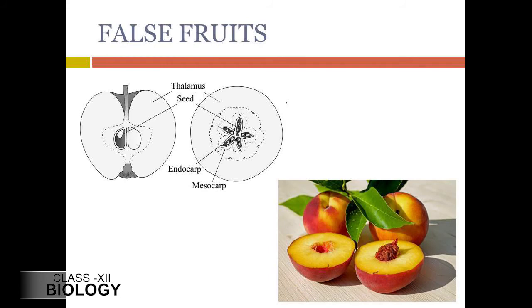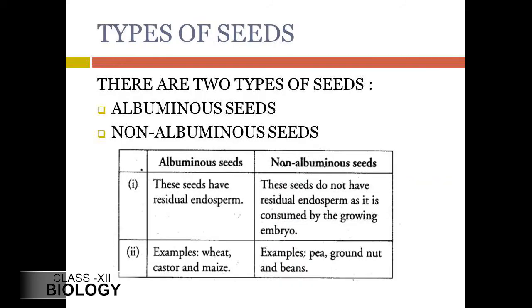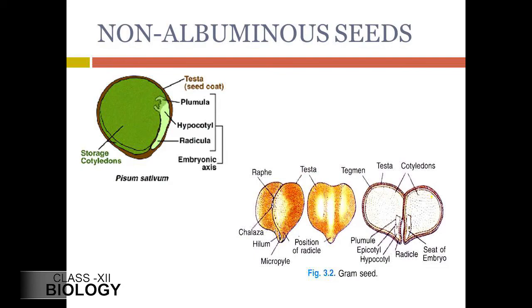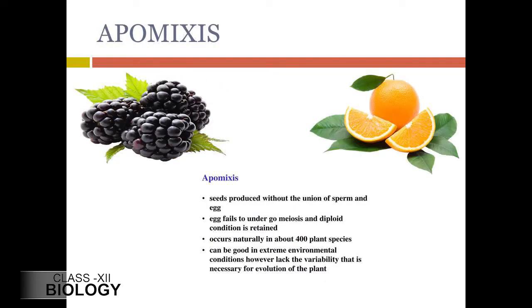Now seeds. We had seen that seeds are divided into two types, albuminous seeds and non-albuminous seeds. Albuminous seeds have residual endosperm, and non-albuminous seeds do not have residual endosperm because it is consumed by the growing embryo. Albuminous seeds, examples: wheat, castor, maize. Non-albuminous: pea, groundnut and beans. See the example of the albuminous seeds, the diagram is clearly given. Non-albuminous seeds.